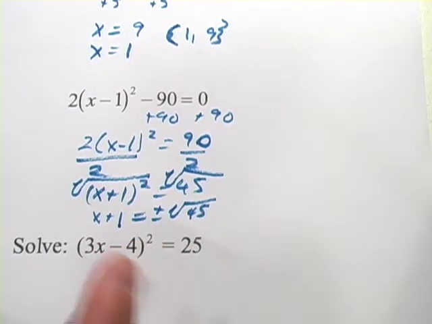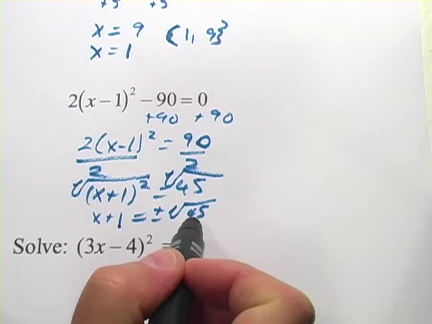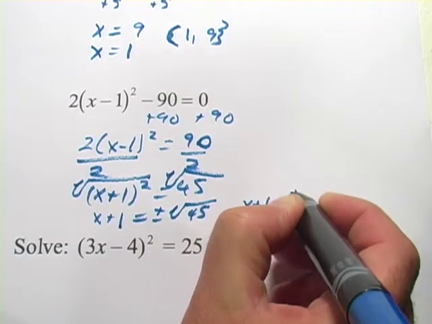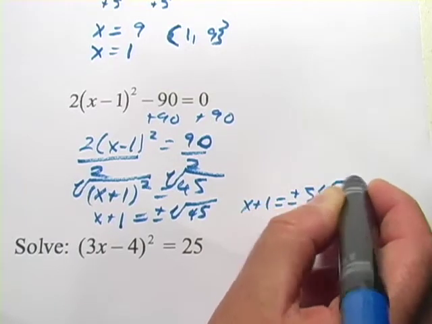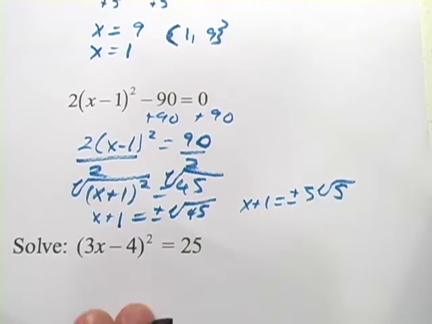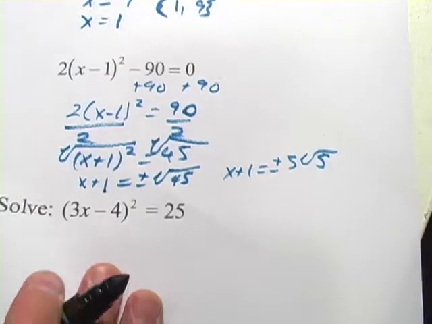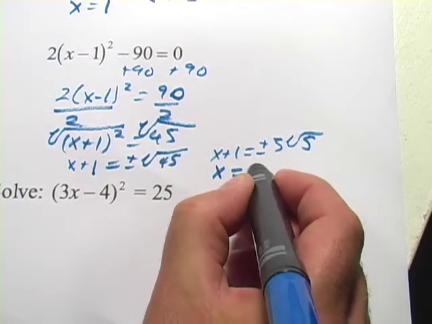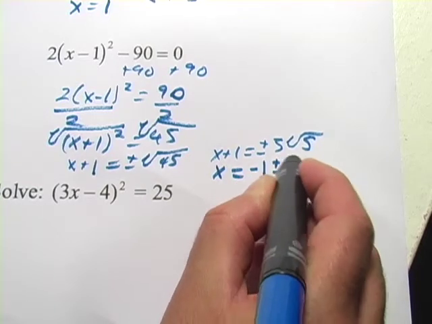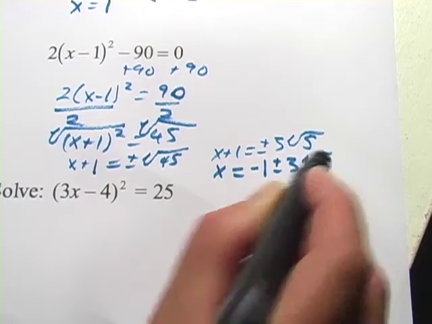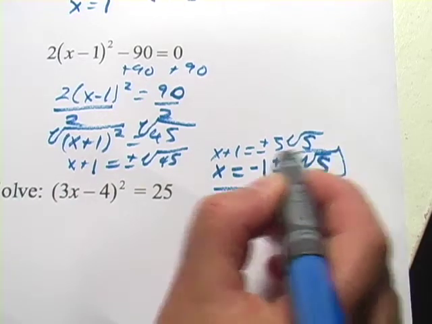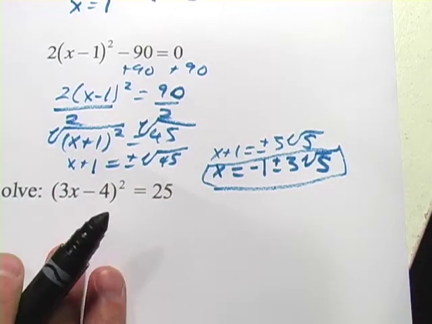And then let's see, can we simplify that? 45 is 9 times 5, so we could say x minus 1 equals plus or minus 3 times the square root of 5. And then I could add 1 to both sides. And I could write this like x equals 1 plus or minus 3 times the square root of 5. And that might be the simplest way to write that one. And that would be our answer. All right, let's try one more.